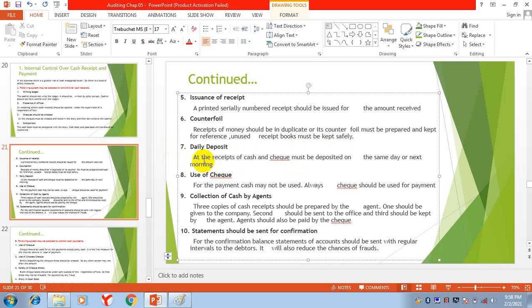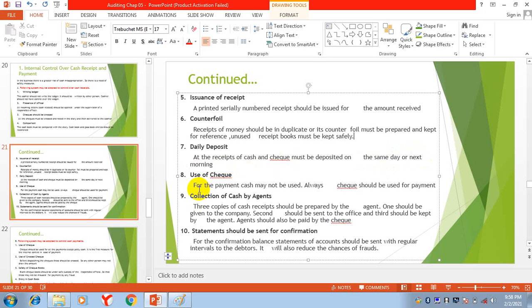Daily deposit. All the receipts of cash and checks must be deposited on the same day or the next morning. It is also important that when you receive cash or a check, on the same day or next morning, you deposit these checks or cash into the bank. There must be a daily deposit.